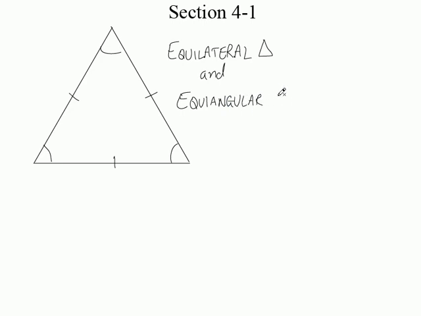You can't have an equiangular triangle and not have the sides being equal. Both are going to be the same. You with me? So if it's equiangular, it's also going to be equal what? Lateral. If it's equilateral, it's also going to be equiangular.